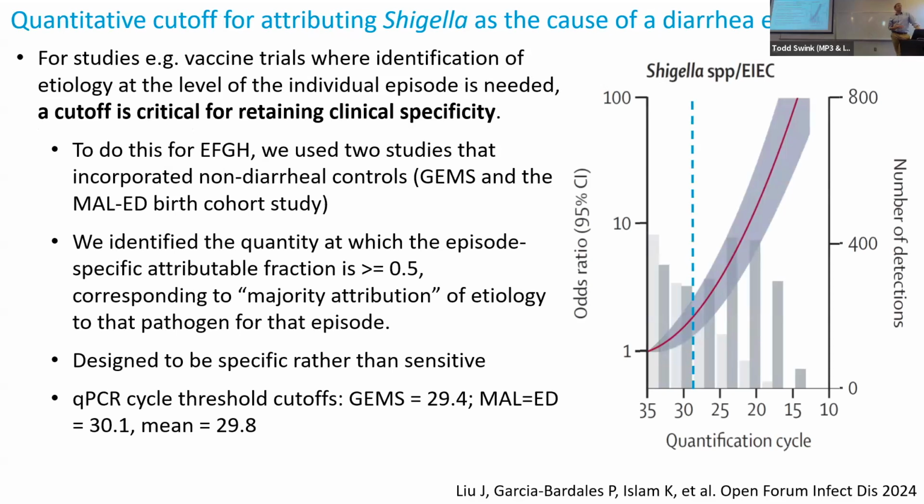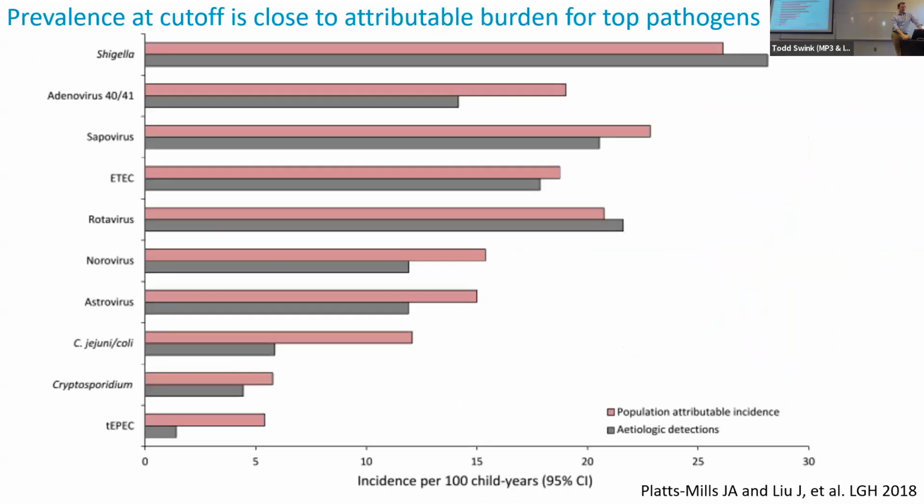For us, we wanted something that erred on the side of specificity. We didn't want to miscall Shigella as the cause of diarrhea. Our sense was that this cutoff was conservative and stringent, such that there was probably some shigellosis that we were excluding, but we'll take a little drop in sensitivity because we're still getting a lot of sensitivity over culture, to maintain that when we call Shigella by PCR, it really is Shigella.